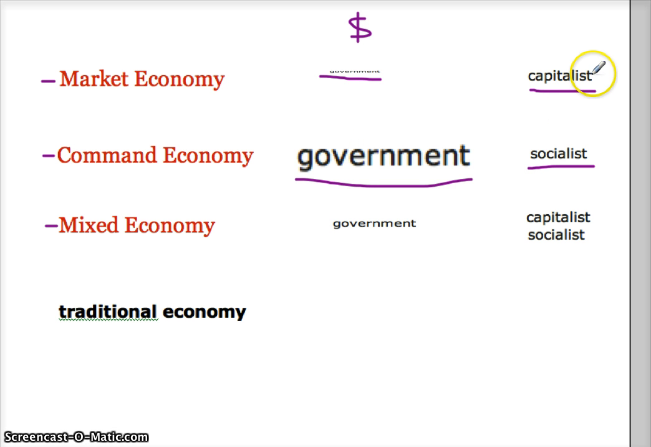Not true capitalist, not true socialist, but close to it. Like the United States is close to, or tries to be capitalist. We're much more capitalist than we are socialist. And in a mixed economy, it combines both elements of the command economy and of the market economy. So you're going to have certain features from both types that are taken into account in this one. And most countries are this.